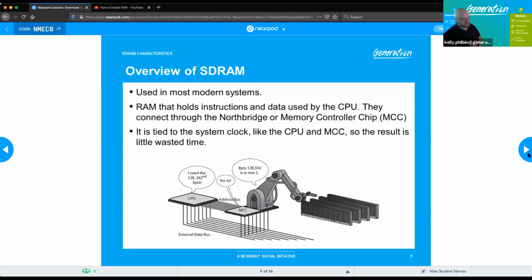And this is tied to the system clock. And the result of this is there's no actual wasted time. And the memory controller chip is kind of like the traffic cop, helping push this stuff back and forth between the CPU and the North Bridge and making sure everybody has what they need, and the traffic between the two is flowing in an efficient manner. So that's basically what the memory controller chip is doing. So any questions so far?